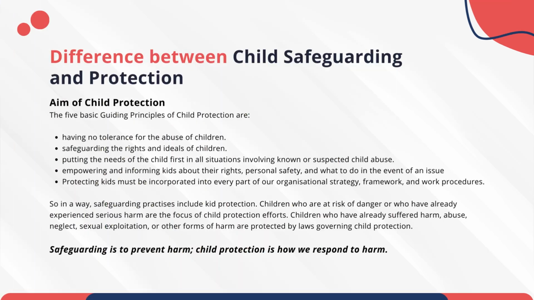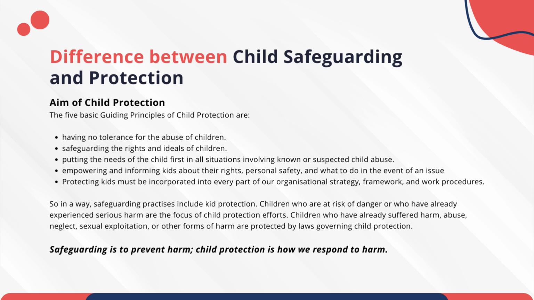Aim of child protection. The 5 basic guiding principles of child protection are: having no tolerance for the abuse of children, safeguarding the rights and ideals of children, putting the needs of the child first in all situations involving known or suspected child abuse, empowering and informing kids about their rights, personal safety, and what to do in the event of an issue. Protecting kids must be incorporated into every part of our organizational strategy, framework, and work procedures. So in a way, safeguarding practices include kid protection.